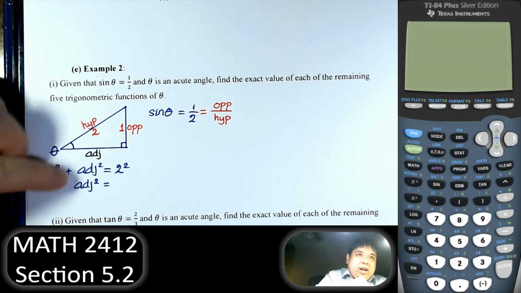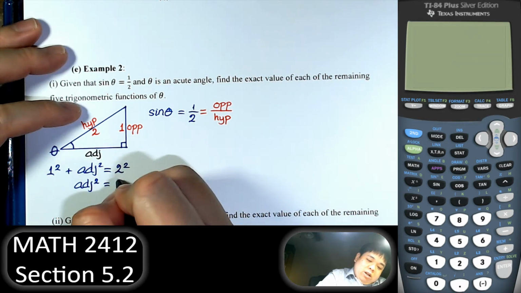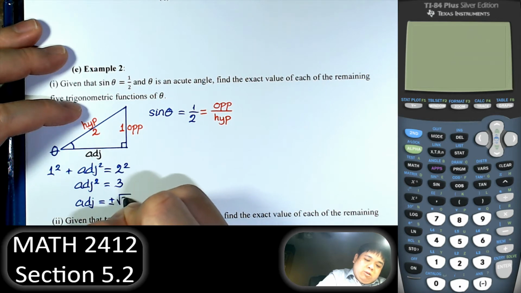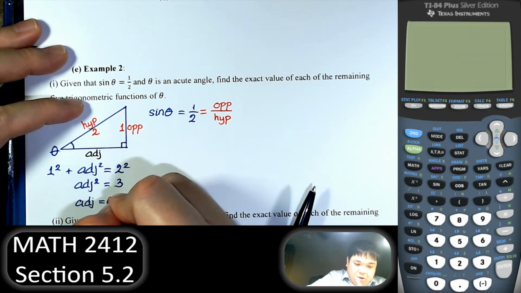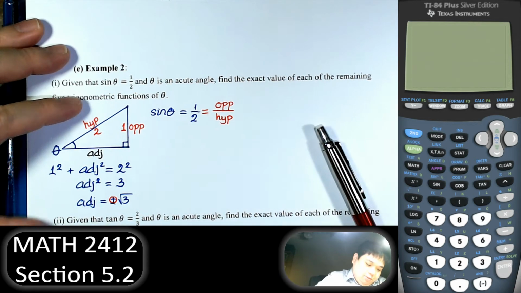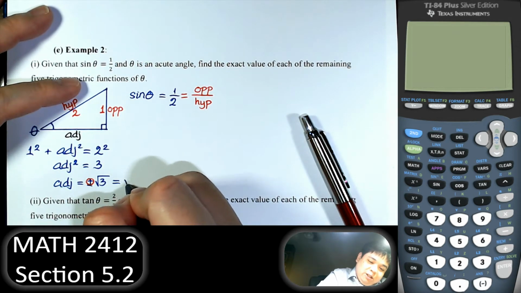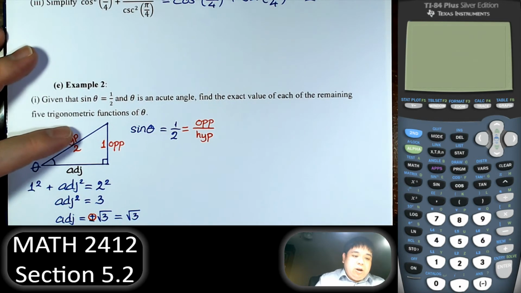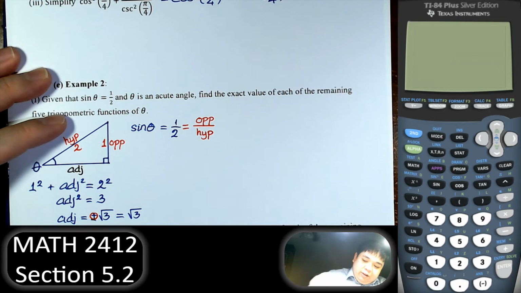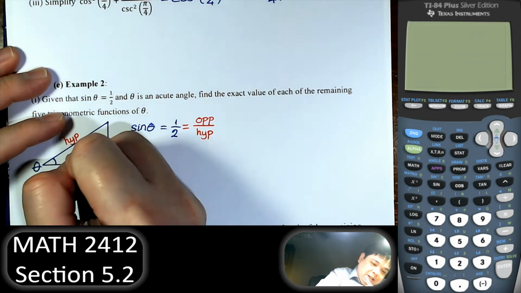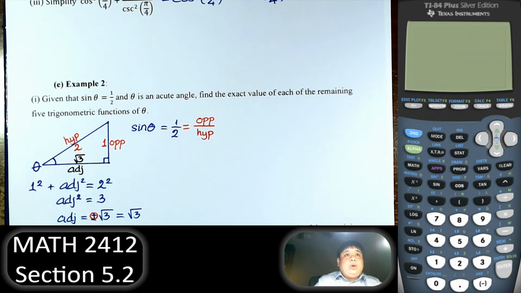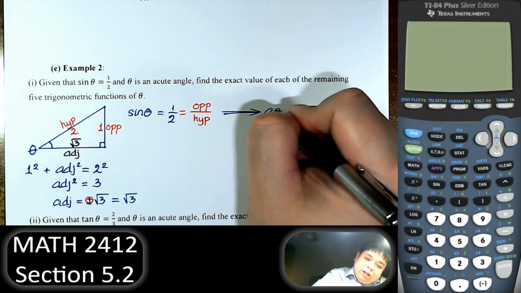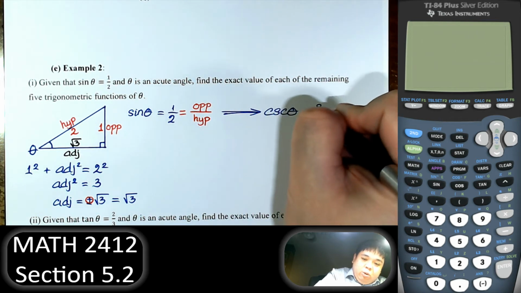So adjacent squared is equal to 2 squared minus 1 squared, so it will be 3. So adjacent will be plus or minus square root of 3, but in the right triangle we can just use positive. So it will be square root of 3. Right? So we have adjacent is square root of 3. And with that we can find all the other ratios. Cosecant is the reciprocal of sine, that will be 2 over 1.